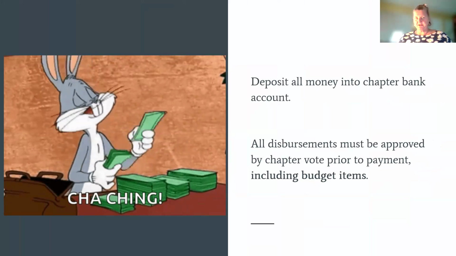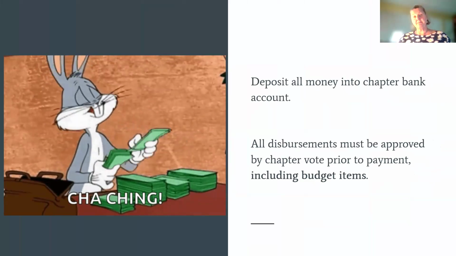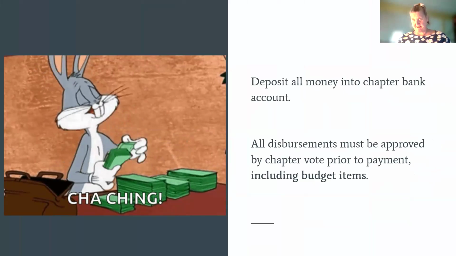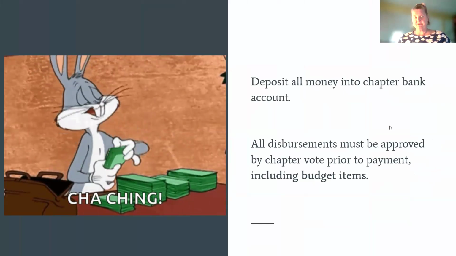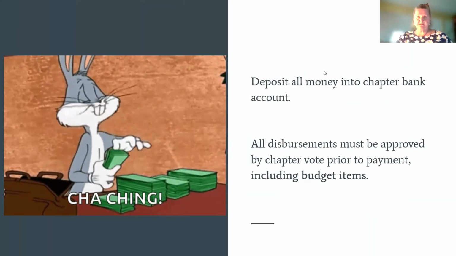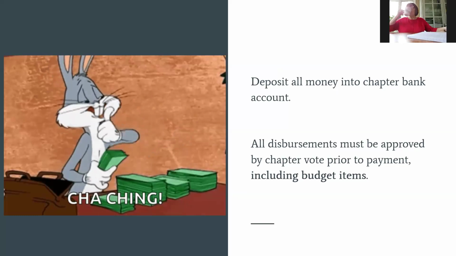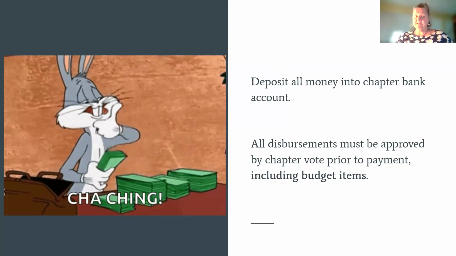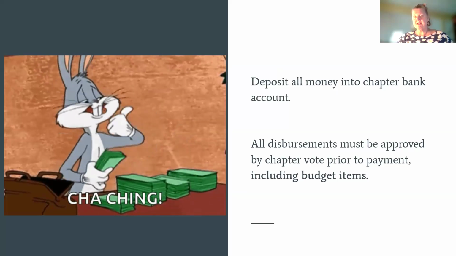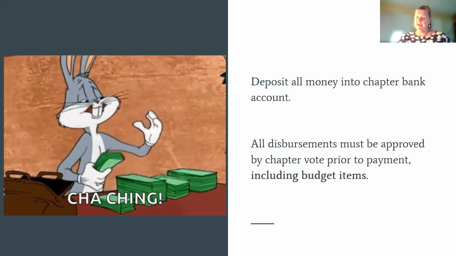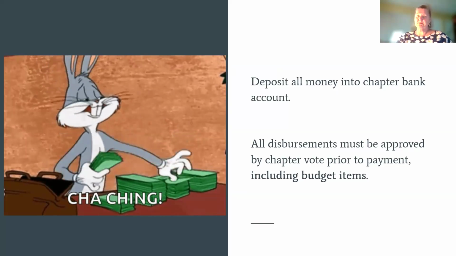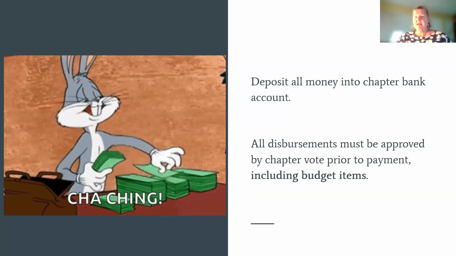Money, money, money. That's what the treasurer is all about. As soon as you get money, deposit it into the chapter bank account. Each of you should have your own local chapter account where you deposit the money. Those are considered receipts, and then disbursements is money that's going out. So although everybody is intimidated by the role of the treasurer, it's all about bringing the money in and having the money go out. Disbursements must be approved by a chapter vote.